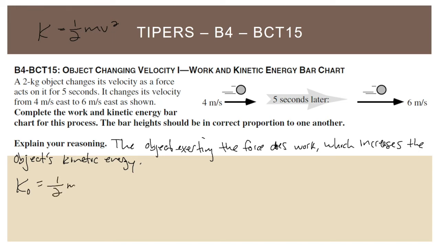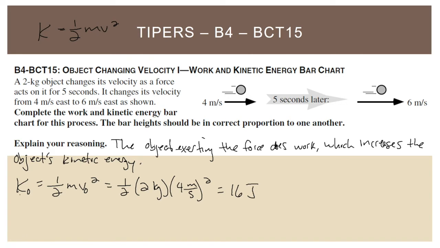So the initial kinetic energy here is going to be 1/2 mv naught squared. We're going to write 1/2 of the mass, which they told us was 2 kilograms, and then multiply that by the initial speed squared. That's 4 meters per second, and we square the whole thing. Of course, this ends up being easy because 1/2 of 2 is 1. And so essentially the energy here is just 4 squared, or 16 joules.